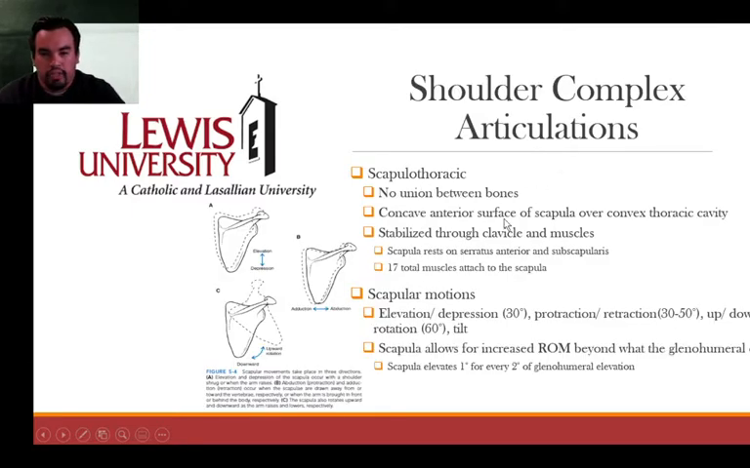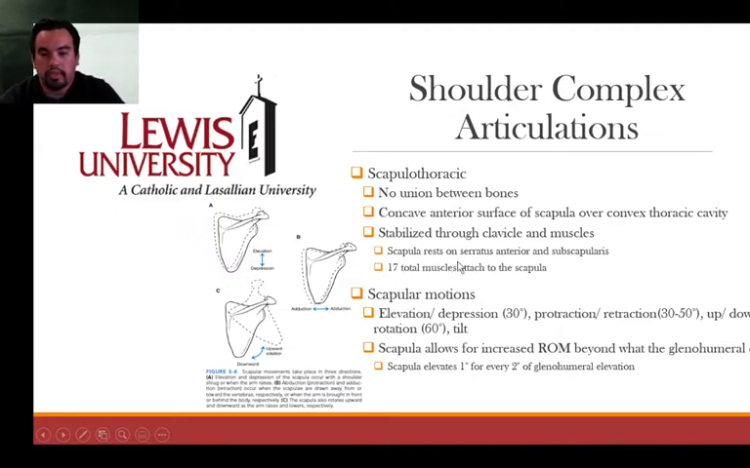So as we look at the first articulation, let's look at the scapulothoracic joint. It's a non-union between bones, so it's actually one of the more unique articulations within the body because it's not actual bone on bone, so it's not a true joint. It has a concave anterior surface that allows the convex thoracic cavity to have that concave-convex rule and kind of slide over itself. It's stabilized through the clavicle and then supporting muscles as well.